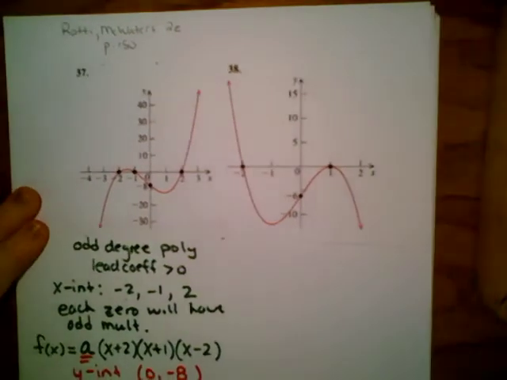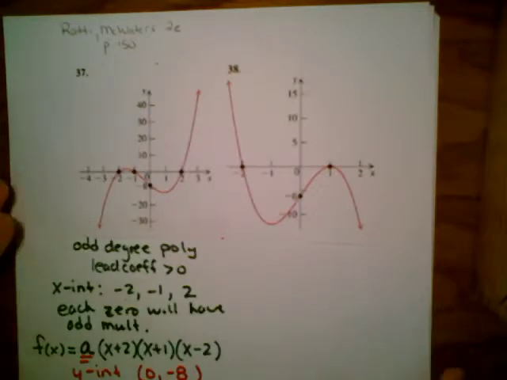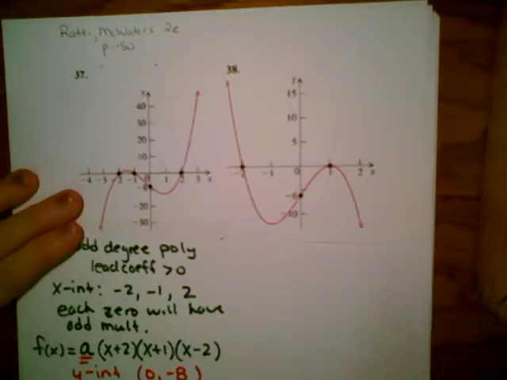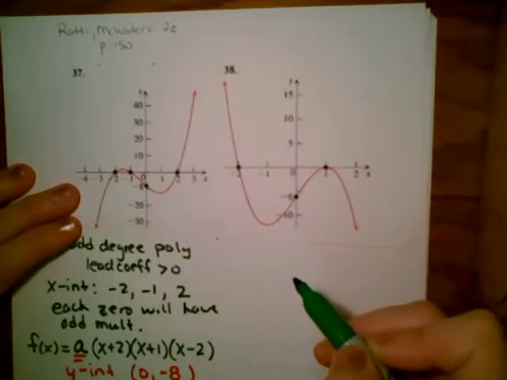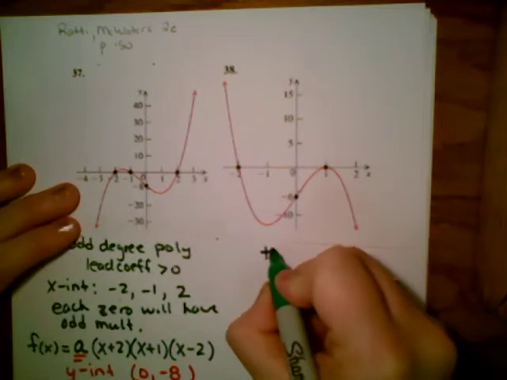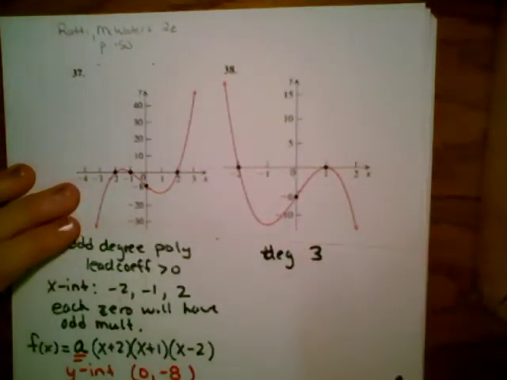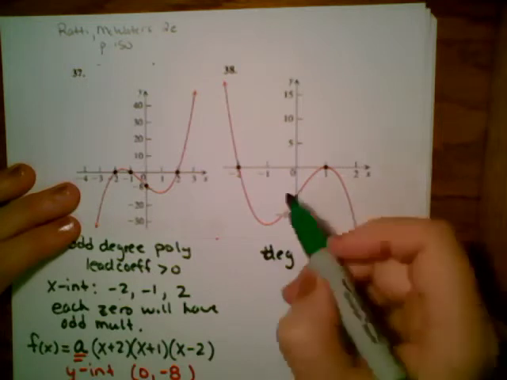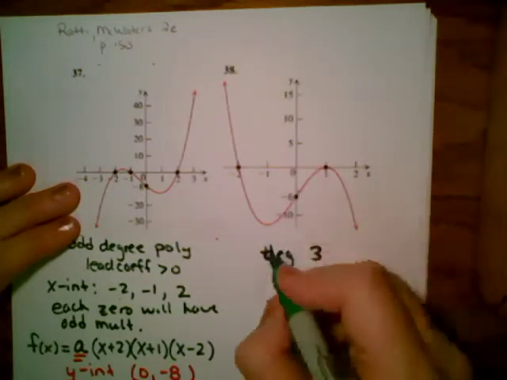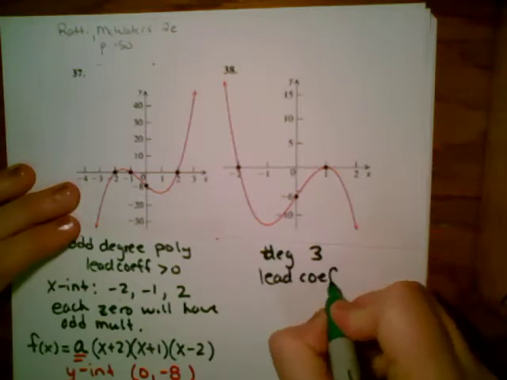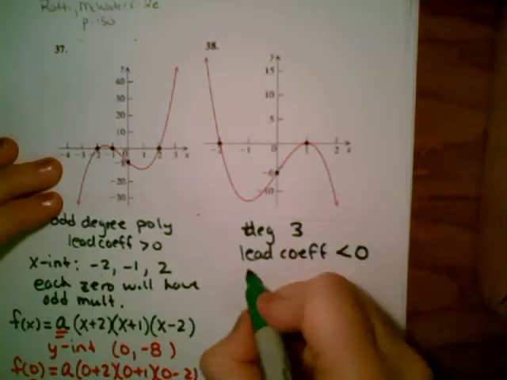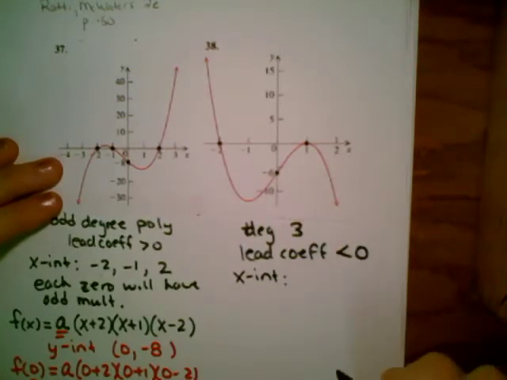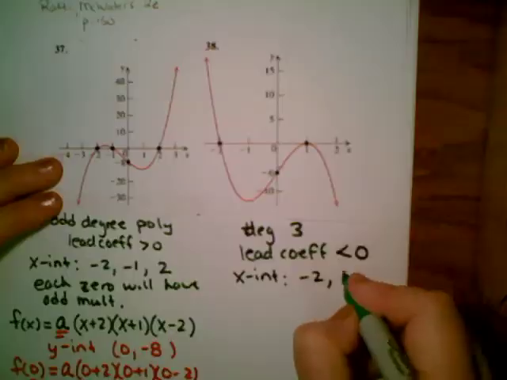Okay. Now, would you want to maybe pause the video again and start over on number 38? Okay. Well, 2 turning points. So we can make this a degree 3 polynomial. It's an odd degree. The left arm is going up this time. So the leading coefficient is going to have a negative sign. Okay. What are the x-intercepts? Okay, looks like we've got just 2 of them, -2 and 1.